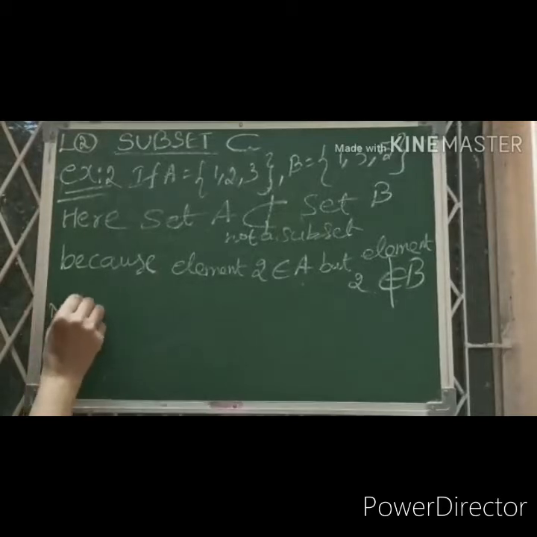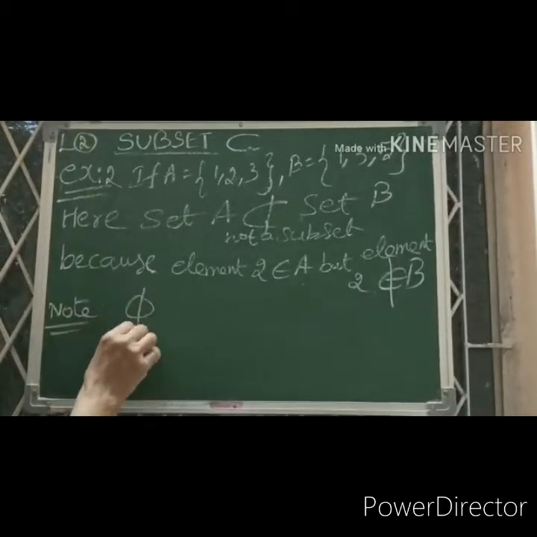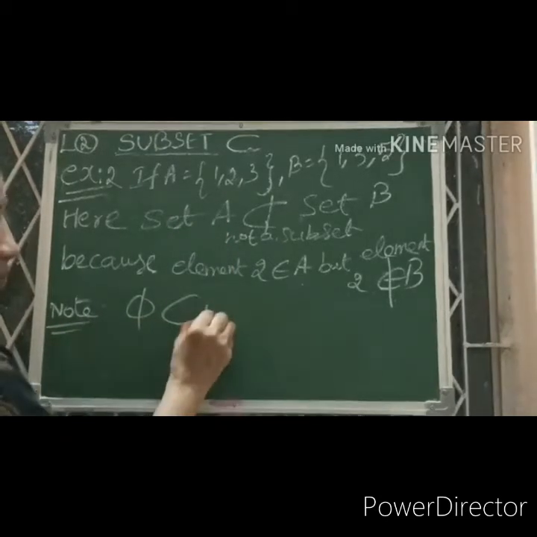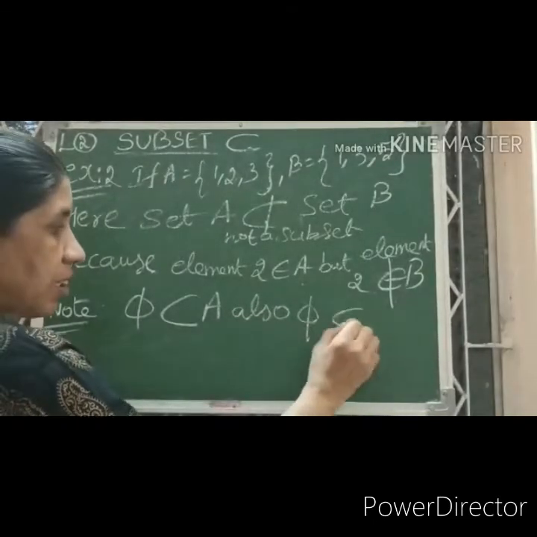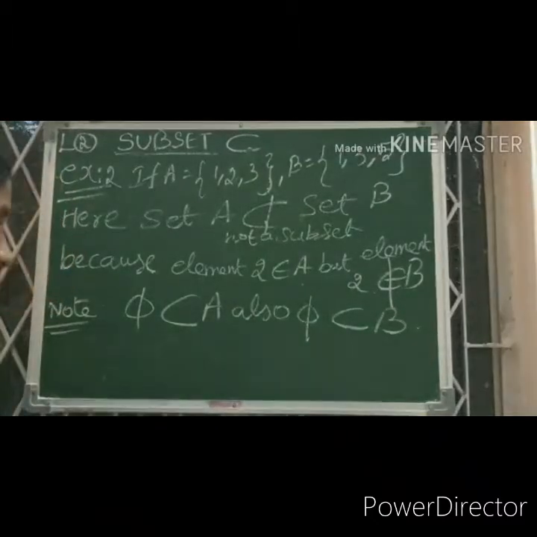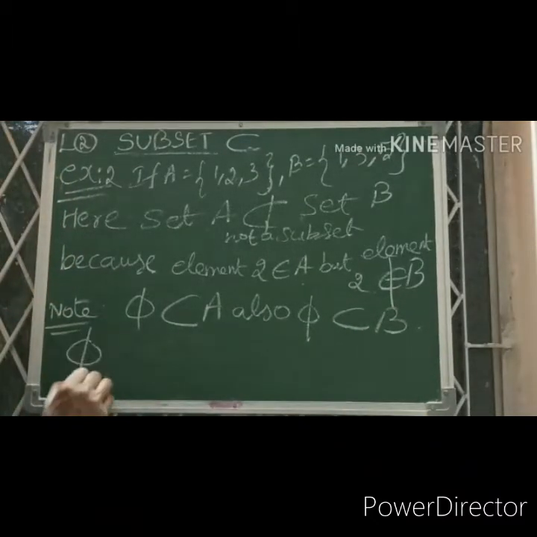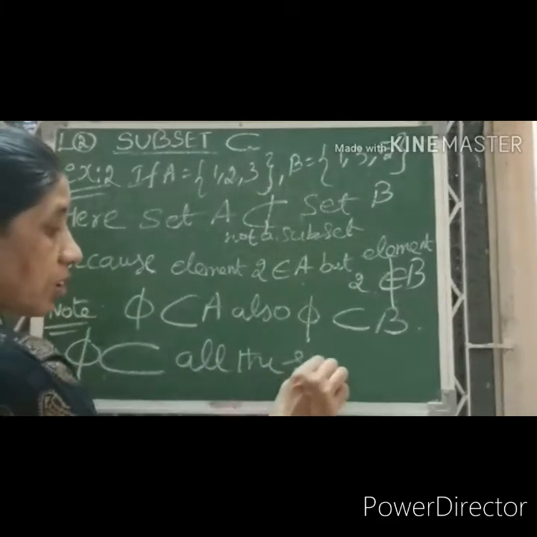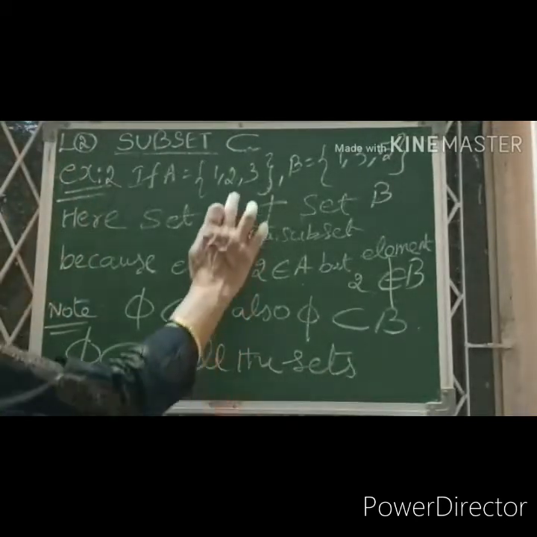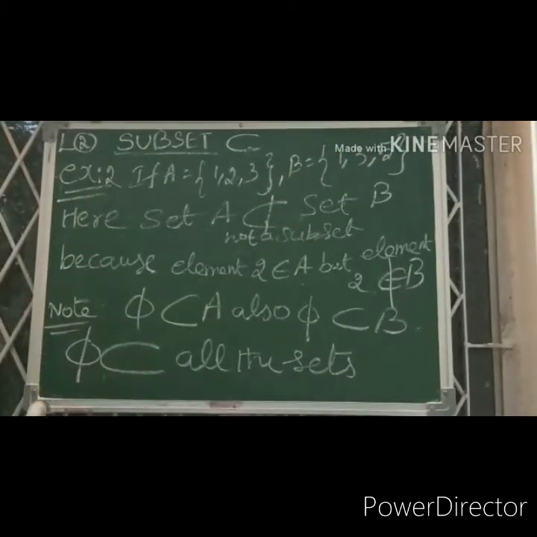Note. What is this symbol? Phi. Phi is a subset of set A. Also, phi is a subset of set B. Note it down. Phi is a subset of all the sets. All the sets have phi. So we can say phi is the subset of all the sets. That's all. Note it down. You have an idea of subset now.